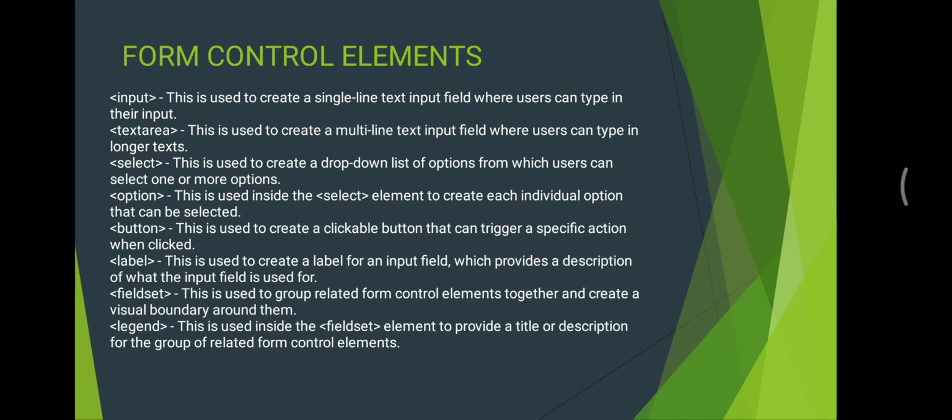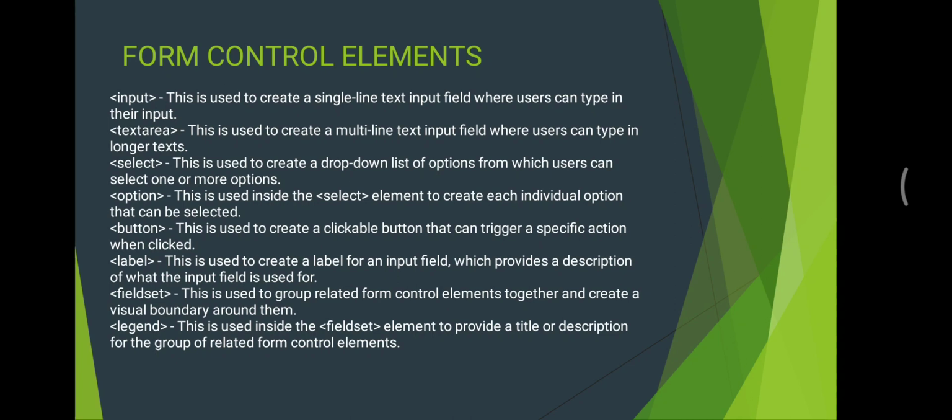And select: when a checkbox or drop-down button is needed, we use this select element. It is used to create a drop-down list of options from which users can select one or more options. The option tag is used inside the select element to create each individual option that can be selected. And button is used to create a clickable button that can trigger a specific action when clicked. You all know what a button is.